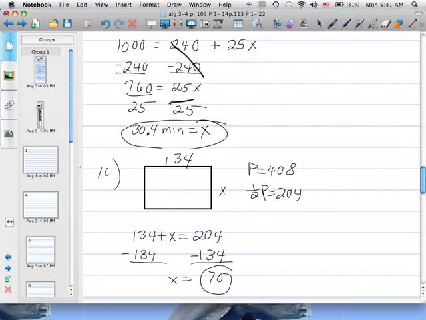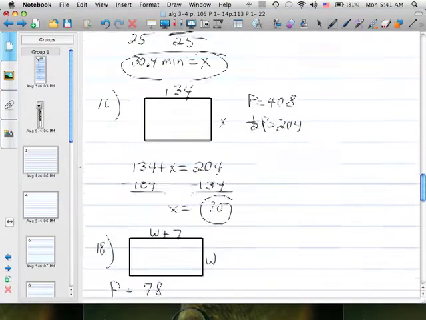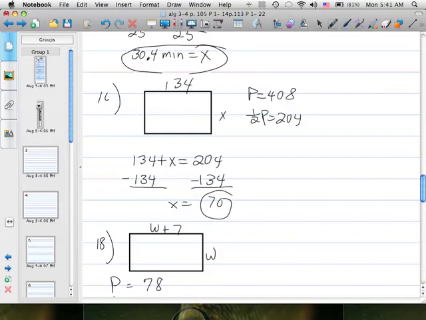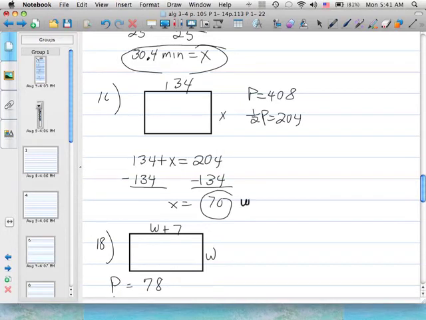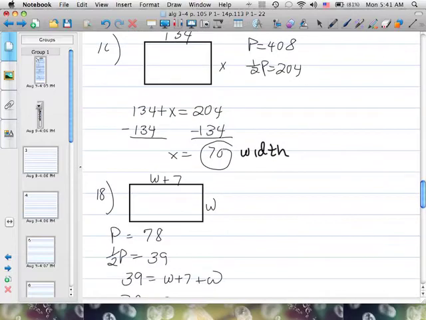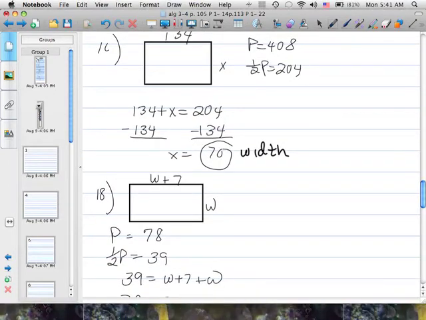On the next page, we're working with some geometry problems. So we'll use diagrams to help us see what we're doing. 16 says the perimeter of a rectangle is 408 centimeters. So the distance around the entire rectangle is 408. And its length is 134. So I'm going to let x equal the width.